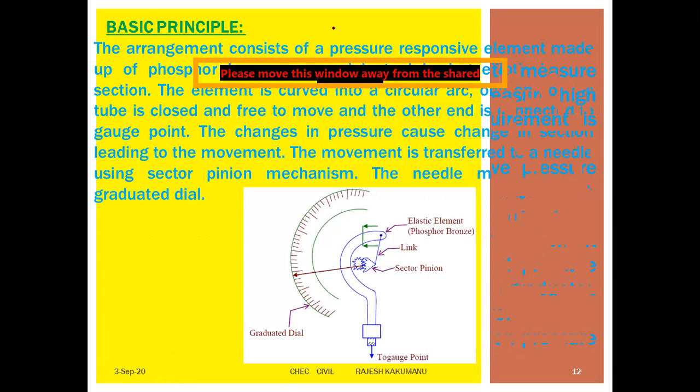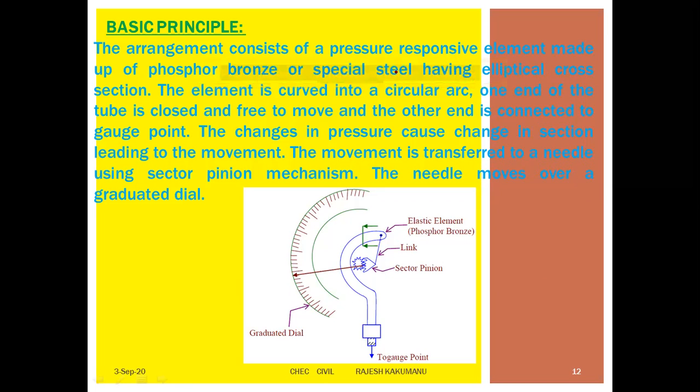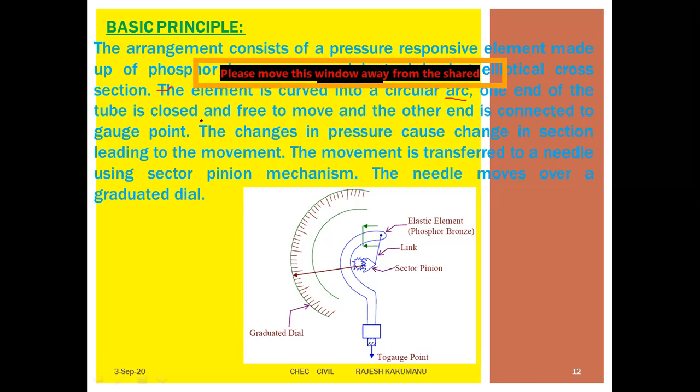The arrangement consists of a pressure responsive element made up of phosphorus bronze or special steel having an elliptical cross section. The element is created into a circular arc. How is this element created? It is created in a circular arc. One end of the tube is closed and free to move, and the other end is connected to the gauge point.